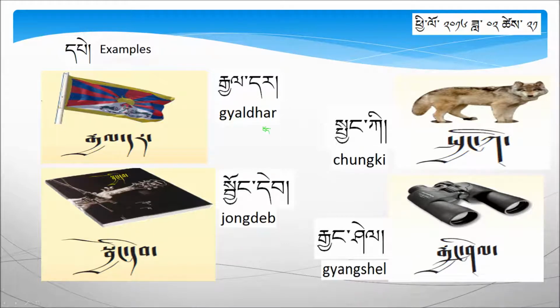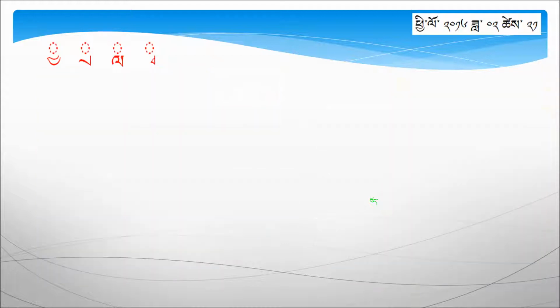And this is how you would pronounce it: Gel tar, Changi, Jongtep, Gangshel. So that's how you would pronounce it.